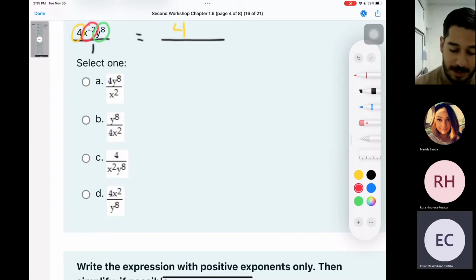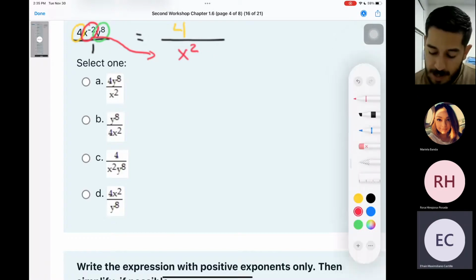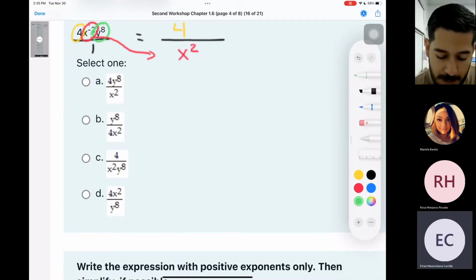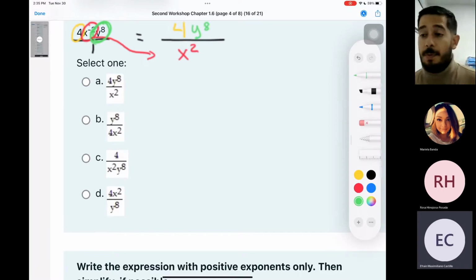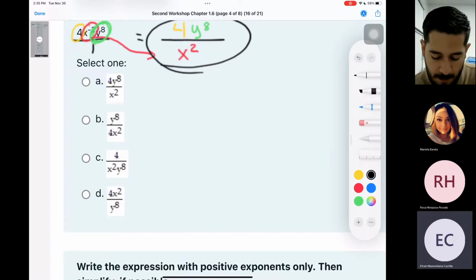In the case of the x, you're going to see that this x has to go to the bottom because it has a negative exponent. Change the sign of the exponent and then send it to the other side of the fraction. And then this y is y to the power of 8. I am not going to change the sides of this. That's already positive, so I'm not going to send it to the other side. I have to keep it where it is. If it's on the top or bottom, you just keep it there. This is a rule for negative exponents. That should be my answer: 4y to the power of 8 over x squared.